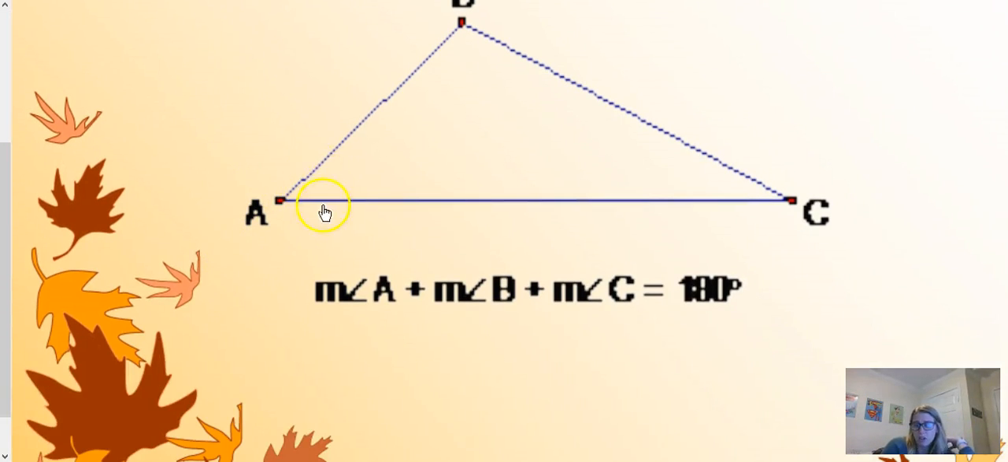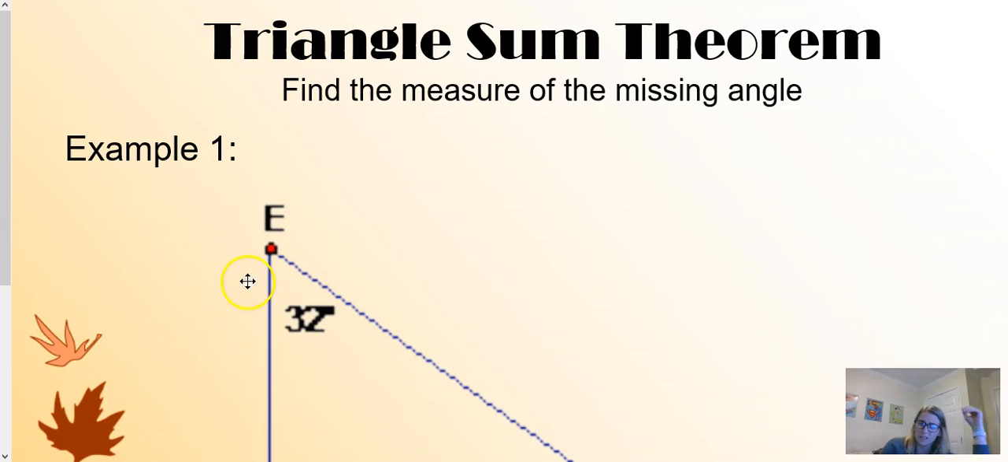The measure of angle A plus the measure of angle B plus the measure of angle C will always and forever be 180 degrees. If you get anything out of this class, triangles add up to be 180 degrees, and the Pythagorean theorem is a squared plus b squared equals c squared. Those are the two most important things.